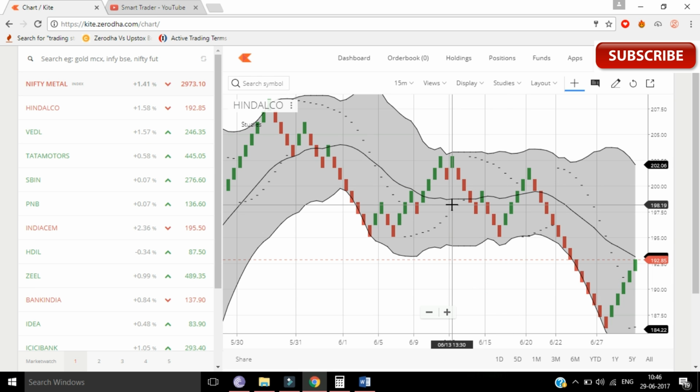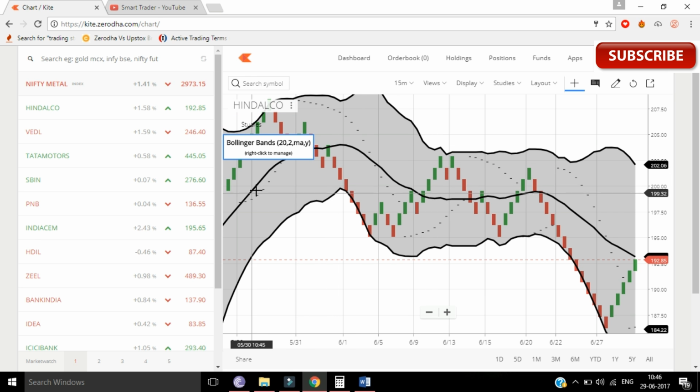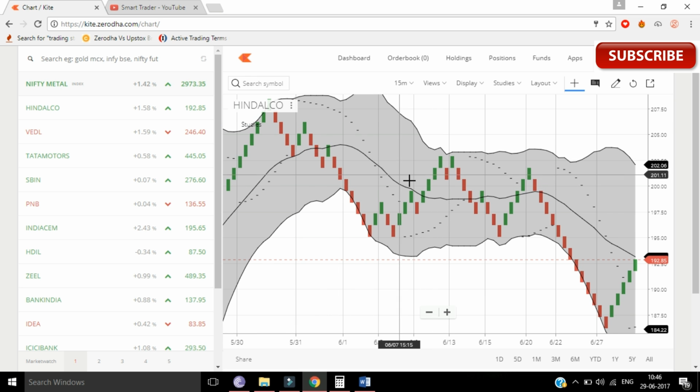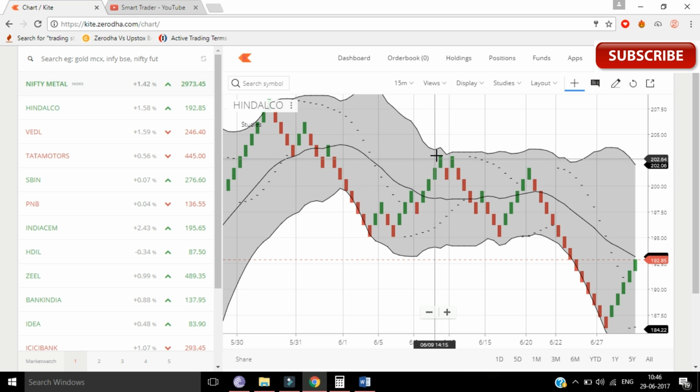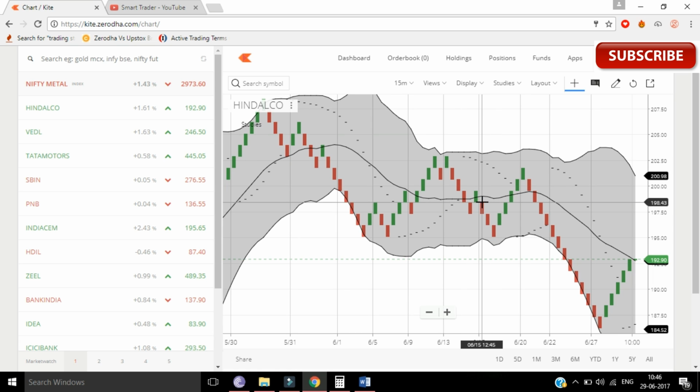Okay, the strategy is going to be very simple. All you need to use is a Renko chart and this Bollinger Band. So always remember the center line of this Bollinger Band. Whenever the candle is above this Bollinger Band center line, we are going to buy, and whenever the candle is below the Bollinger line, that is when we are planning to sell.